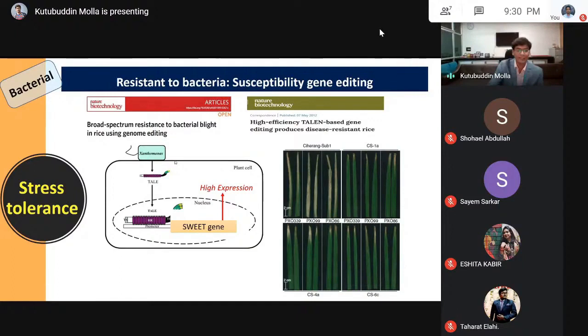Okay, so now we know this mechanism very well. So TALEN and CRISPR have been used to mutate this promoter sequence where the TAL effector binds. If it is mutated, then this effector can no longer bind to the promoter, so the sweet gene would not be activated, and that has been recently published in 2019. So these are the results.